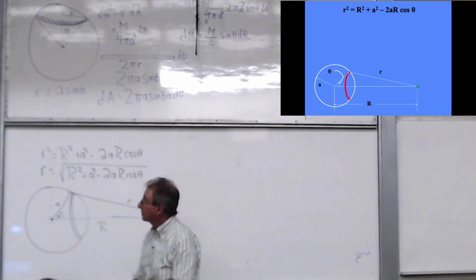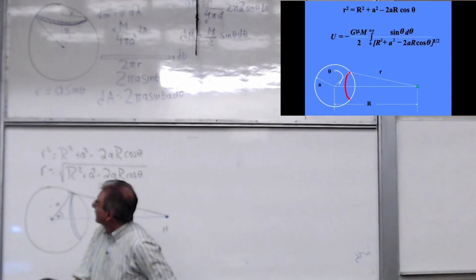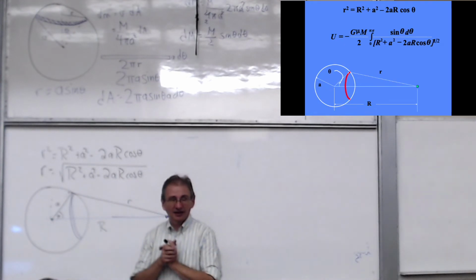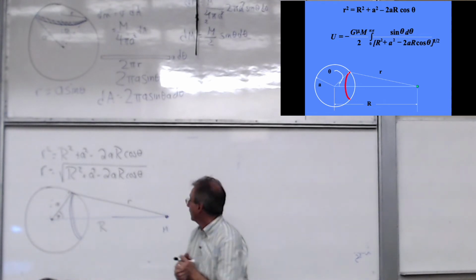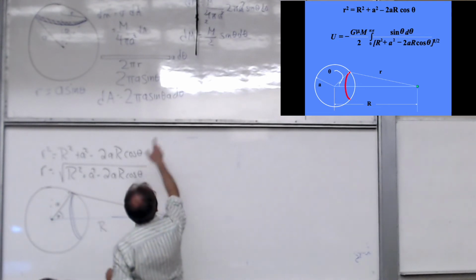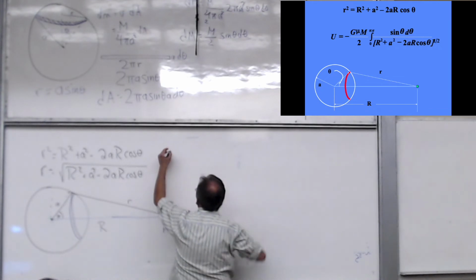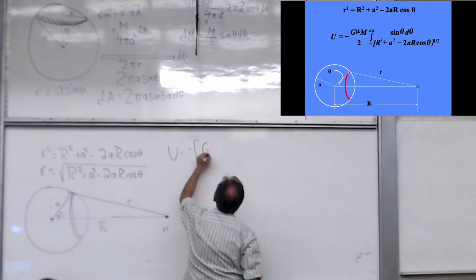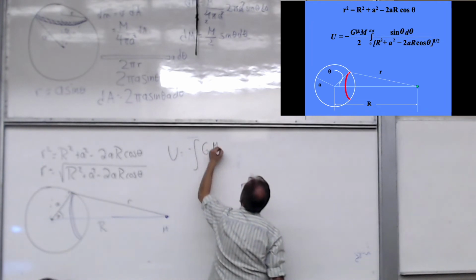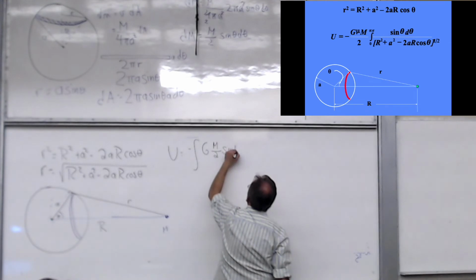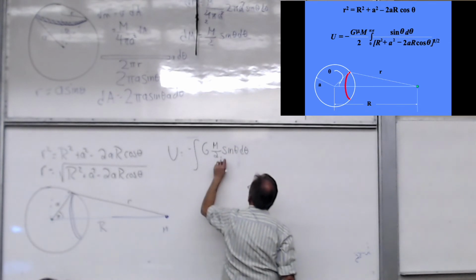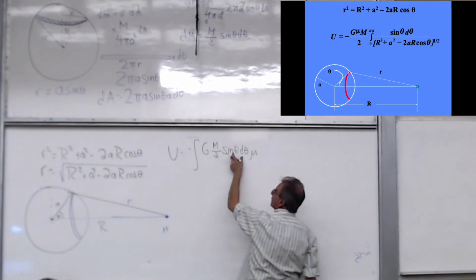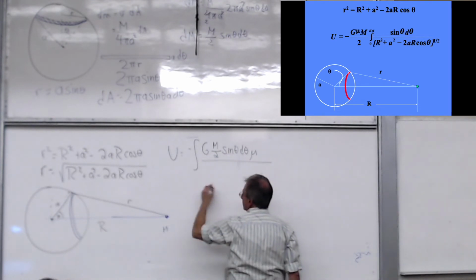Now what? Well, now we can put everything together. There it is. So I have to integrate that, right? Because I have my R, I have my dM. So U then is minus the integral of G dm, and dm is m over 2 sine of theta d theta times mu divided by this mass.